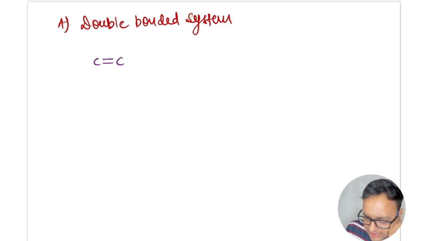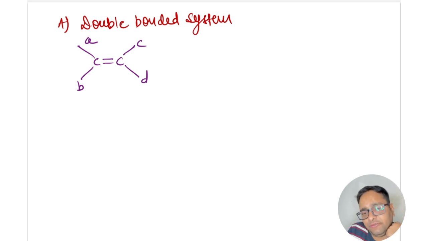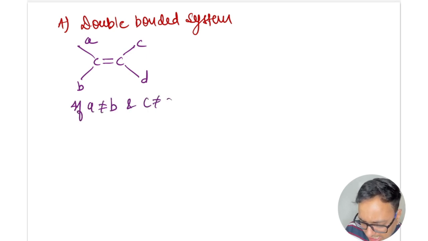In double bonded system, let's say we have carbons attached, C and D, and A and B together, right? Now, what is the condition of this double bond to show geometrical isomer? Do all these double bonds show geometrical isomer? No, not all the double bonds show geometrical isomer. So, which show geometrical isomer? If A is not equal to B and C is not equal to D. A should not be equal to B, and C should not be equal to D. That should be the condition of geometrical isomer, right?